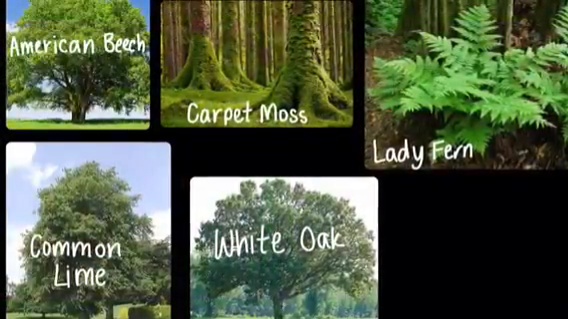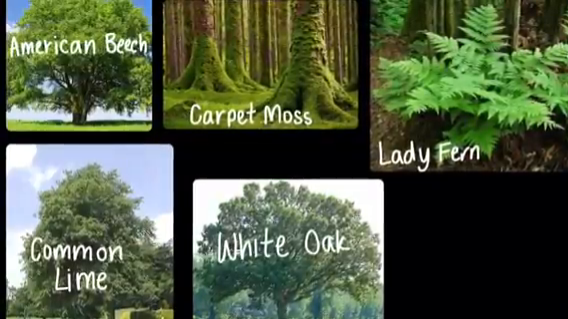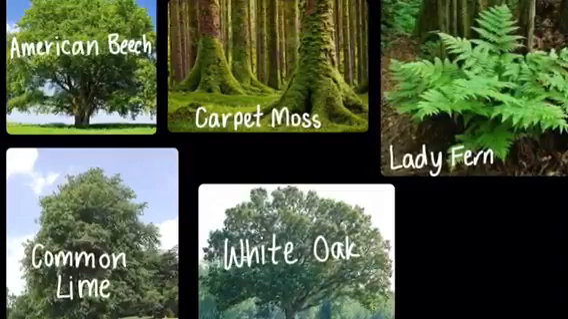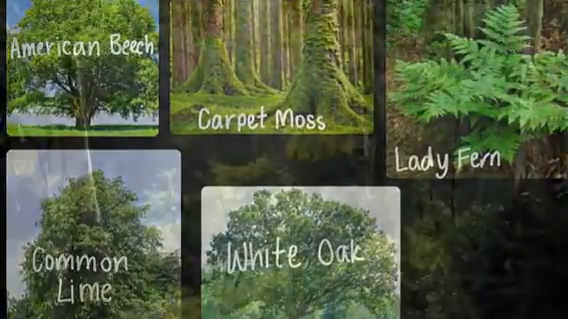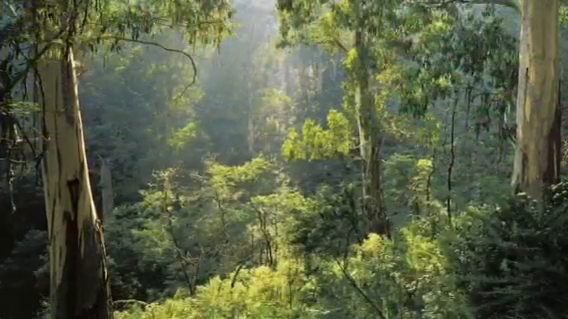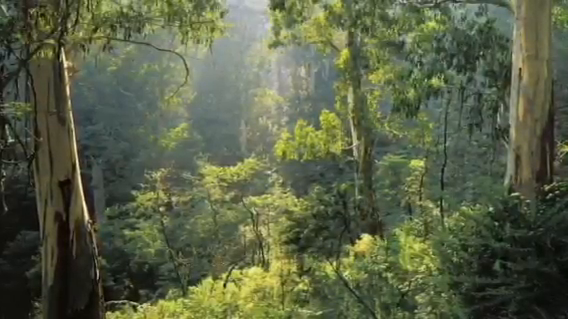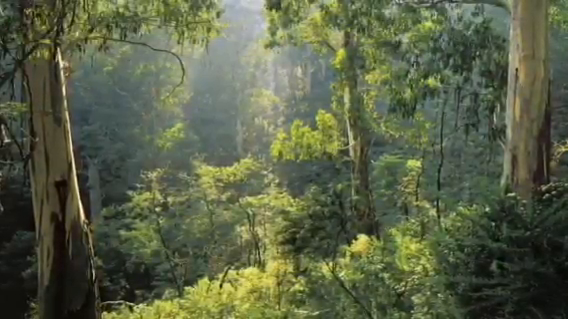When looking at North American deciduous forests, there are many native plants, including the American beech, carpet moss, common lime, lady fern, and white oak. A major adaptation of trees in the deciduous forest is the production of broad, lightweight leaves to help capture the sunlight to produce food through photosynthesis.